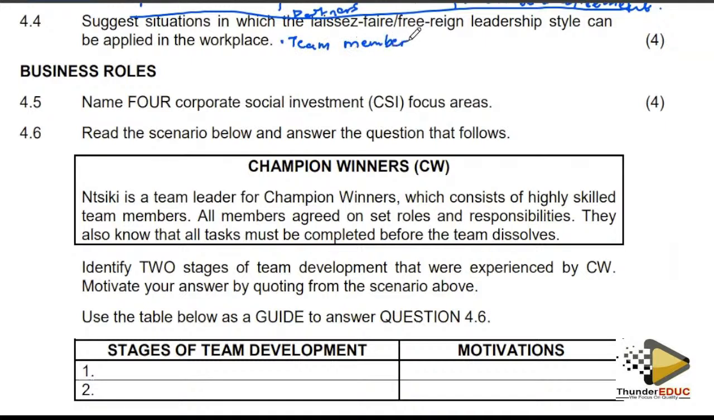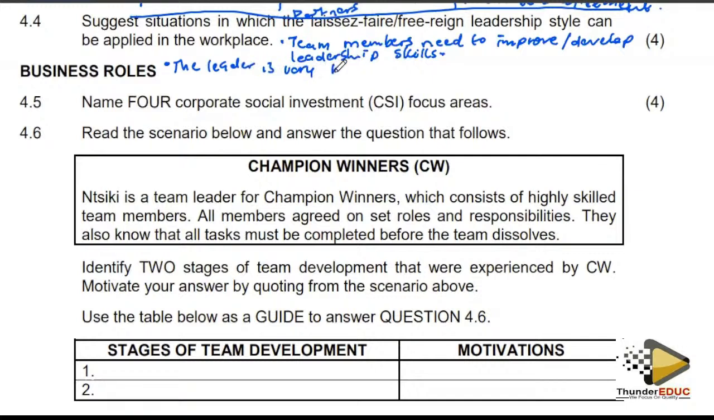Team members develop leadership skills. You can only say the leader is very busy. Delegation.